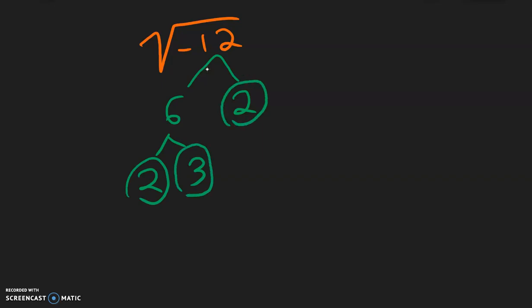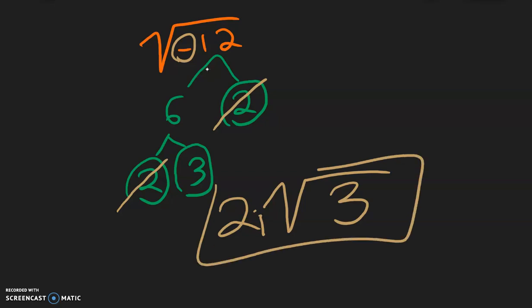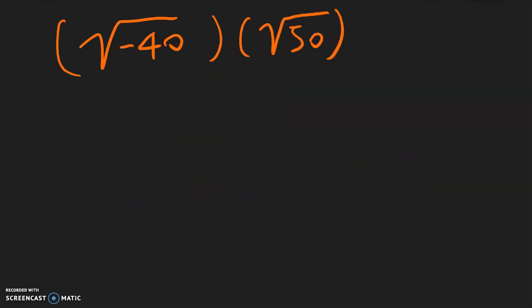So now, to build our answer, we'll only look at the numbers that are circled. So let's find a pair of same numbers. So we have these 2 and 2. So because that's a pair that can go outside, it's like you have a friend, you can go hang out. And this 3 is by itself, so this 3 stays inside the house. And then because of this negative, the answer needs to have an i outside of the square root, so 2i square root 3.